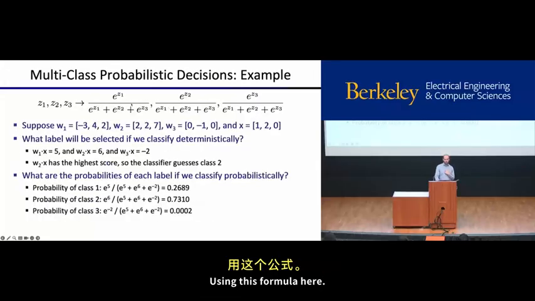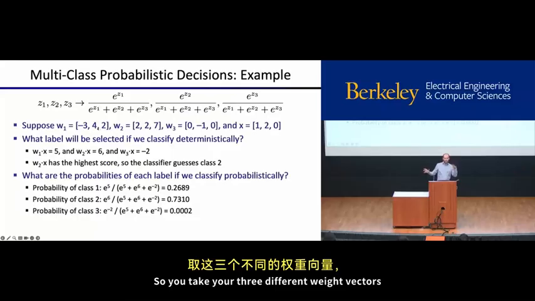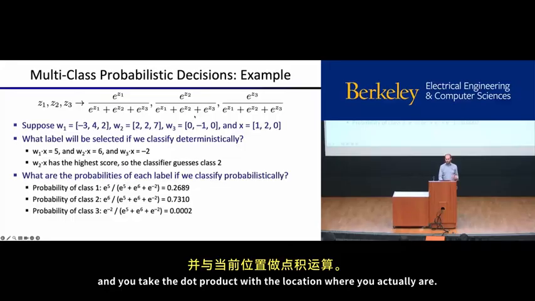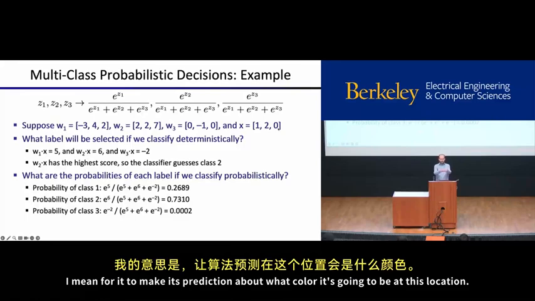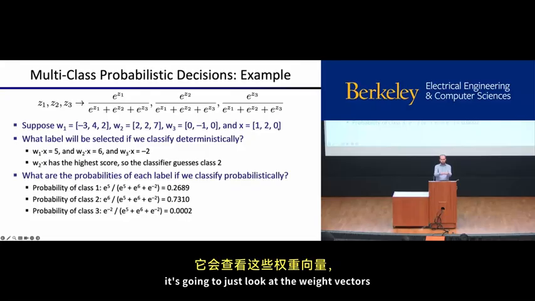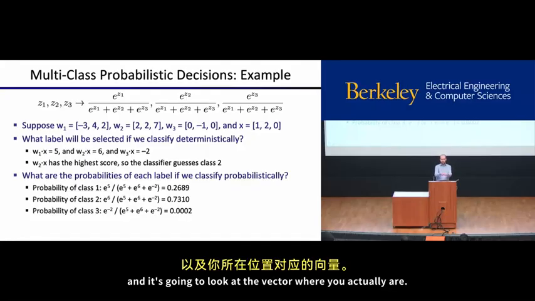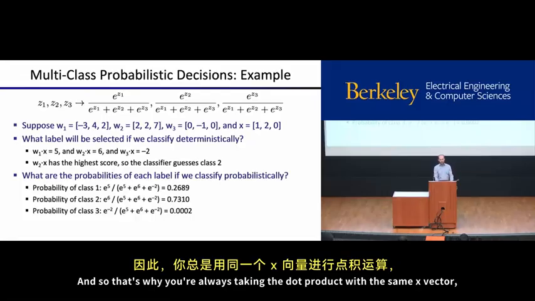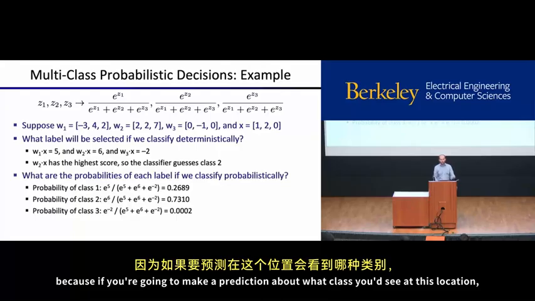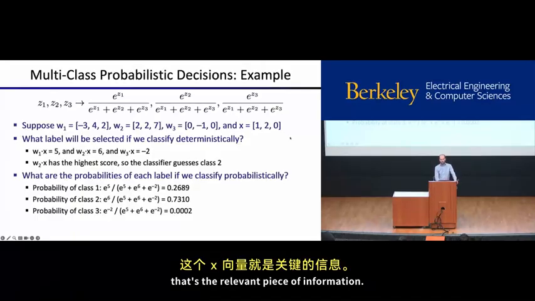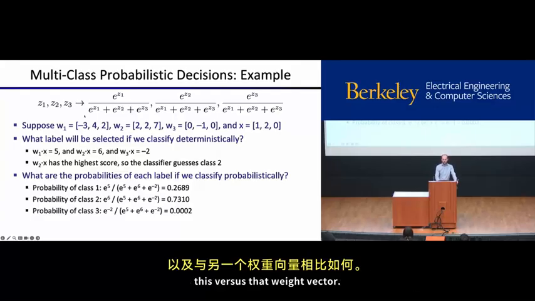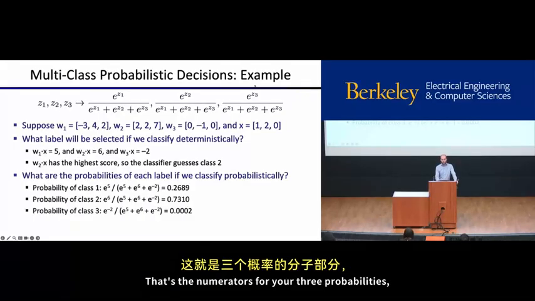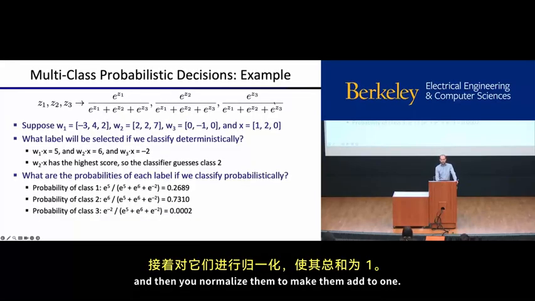Using this formula here, you take your 3 different weight vectors, and you take the dot product with the location where you actually are. For it to make its prediction about what color it's going to be at this location, it's going to just look at the weight vectors and at the vector where you actually are. That's why you're always taking the dot product with the same x vector. Because if you're going to make a prediction about what class you'd see at this location, that's the relevant piece of information. So you see how well this aligns with this weight vector versus that weight vector. Those are the numerators for your 3 probabilities. And then you normalize them to make them add to 1.